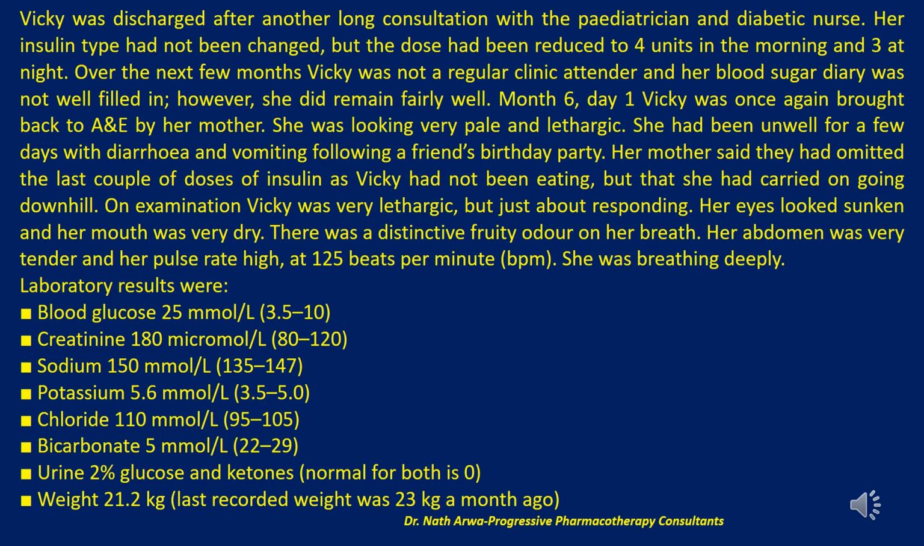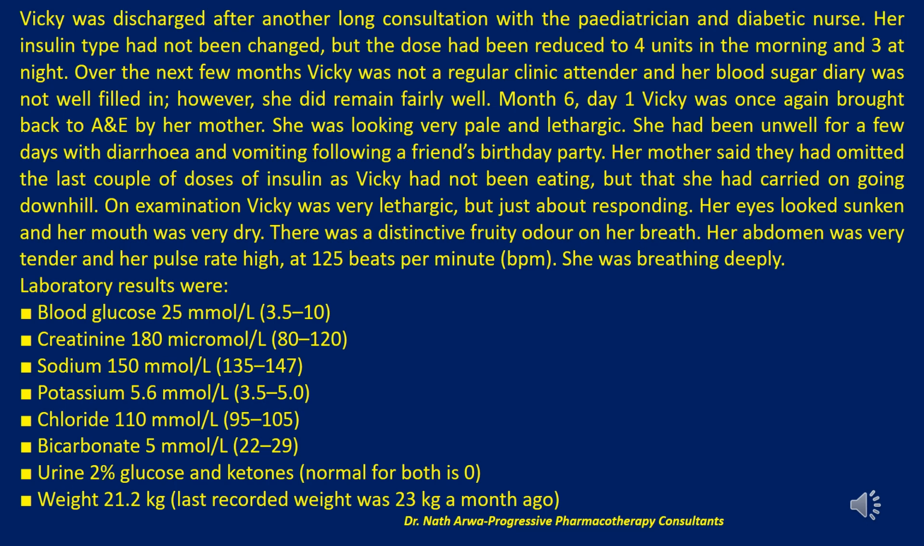She was looking very pale and lethargic. She had been unwell for a few days with diarrhea and vomiting following a friend's birthday party. Her mother said they had omitted the last couple of doses of insulin as Vicky had not been eating, but that she had carried on going downhill. On examination, Vicky was very lethargic, but just about responding. Her eyes looked sunken and her mouth was very dry. There was a distinctive fruity odor on her breath. Her abdomen was very tender and her pulse rate high, at 125 beats per minute.